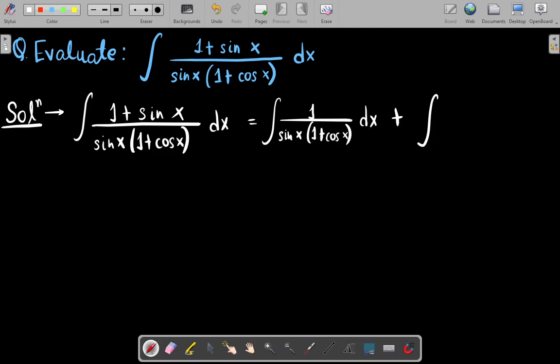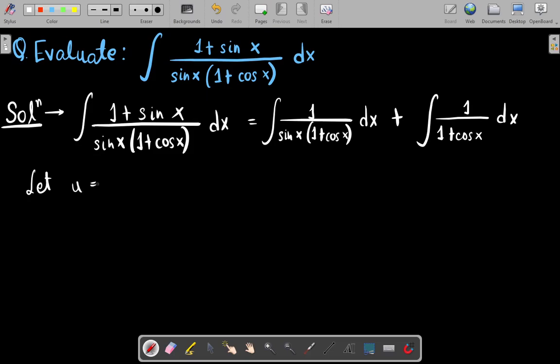plus we have the integration of sin x divided by this denominator, sin x divided by sin x times (1 plus cos x). So this sin x and this sin x will cancel each other, and we are left with 1 upon (1 plus cos x) dx. So it seems this integral will require a trigonometric substitution. Let us use the substitution.